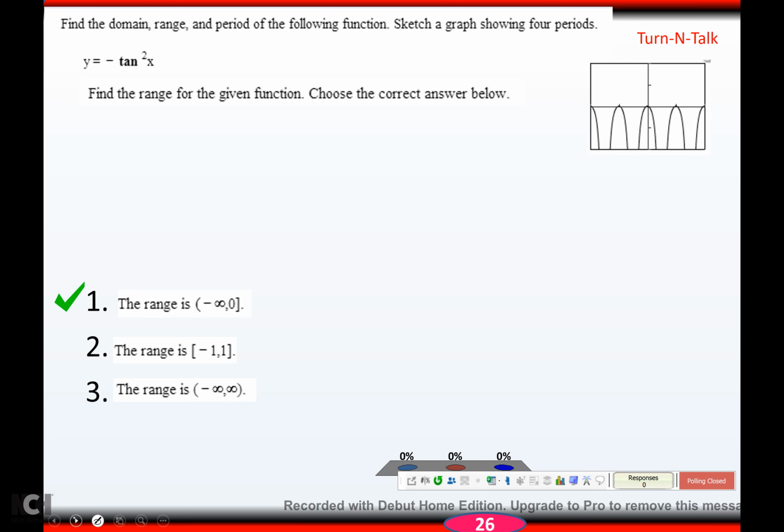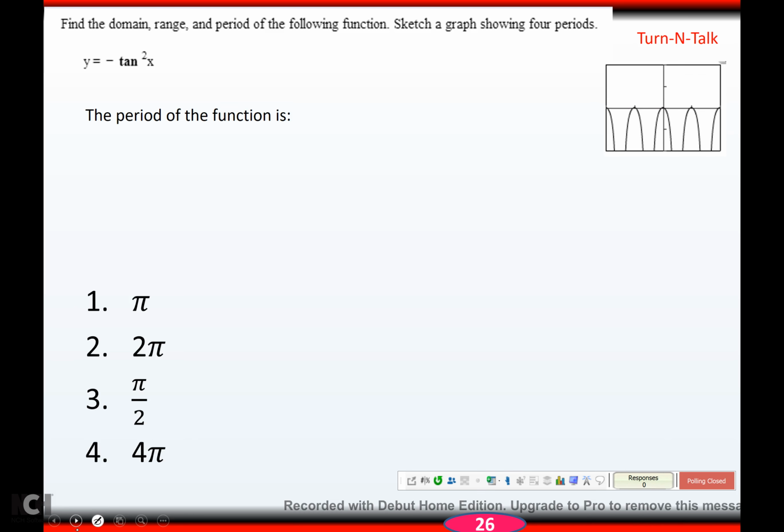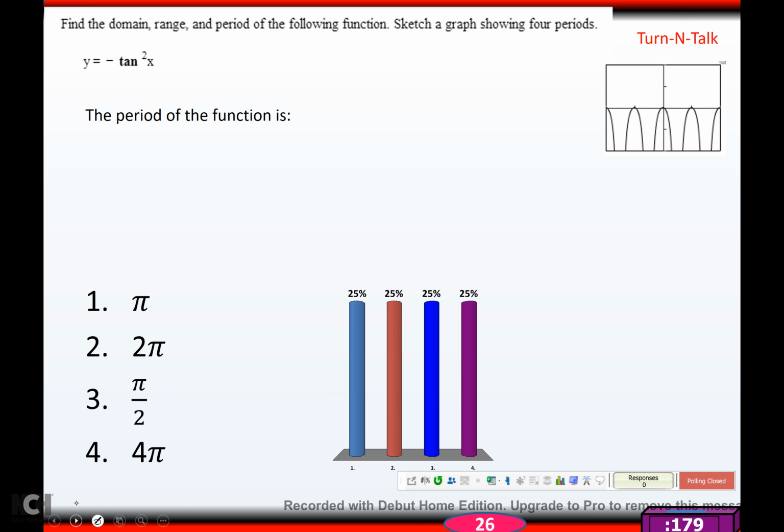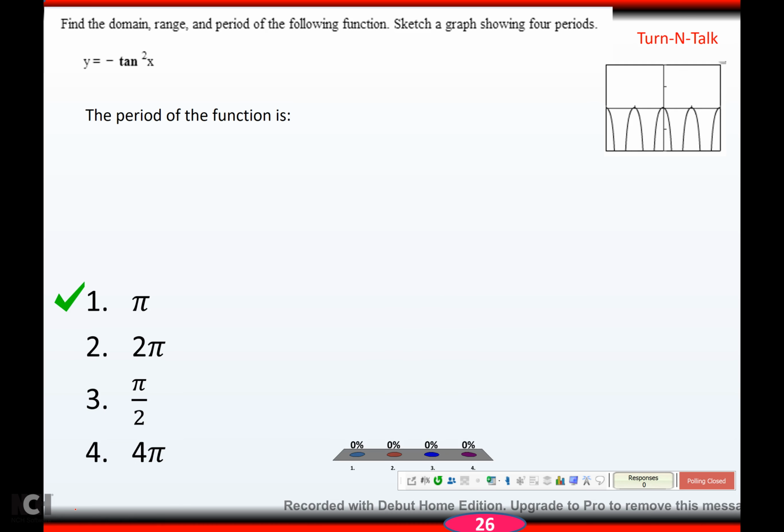And the range goes from negative infinity. It doesn't go above 0. And the period. Hit pause. Come back when you're ready. And hopefully you got pi. Again, here's negative pi over 2. Here's positive pi over 2. One period got completed. That distance is pi units. So the period is pi.